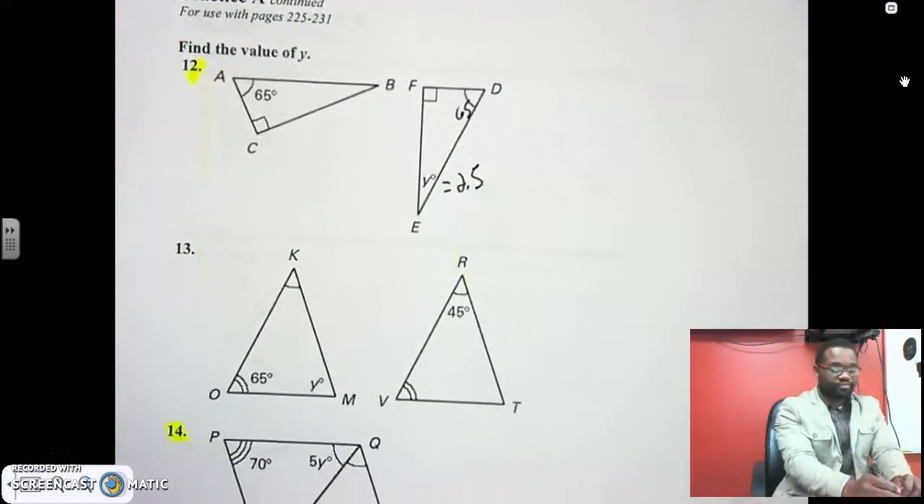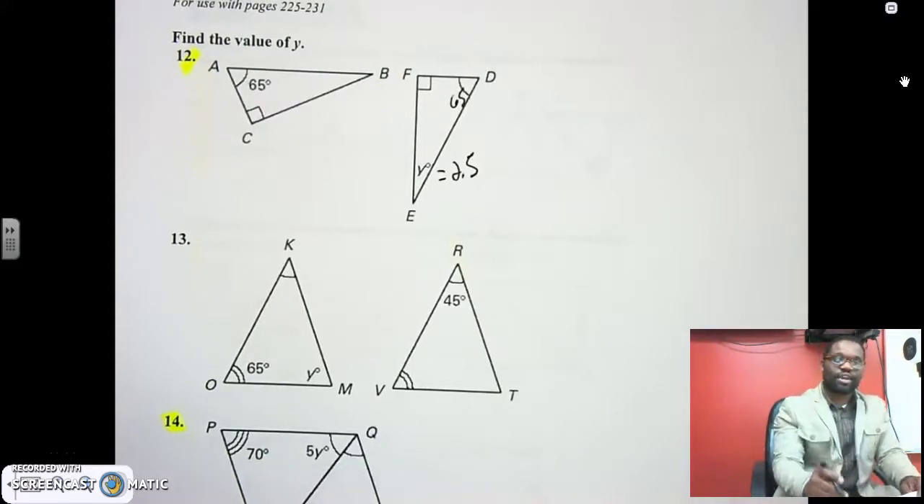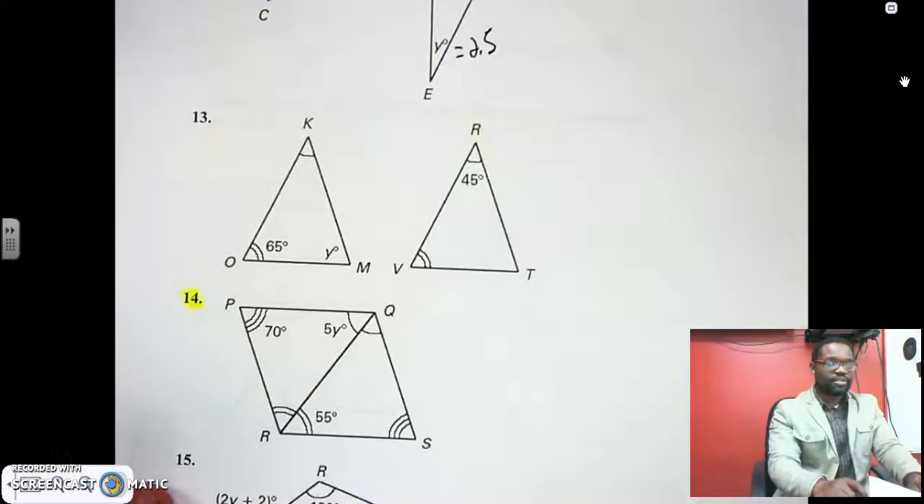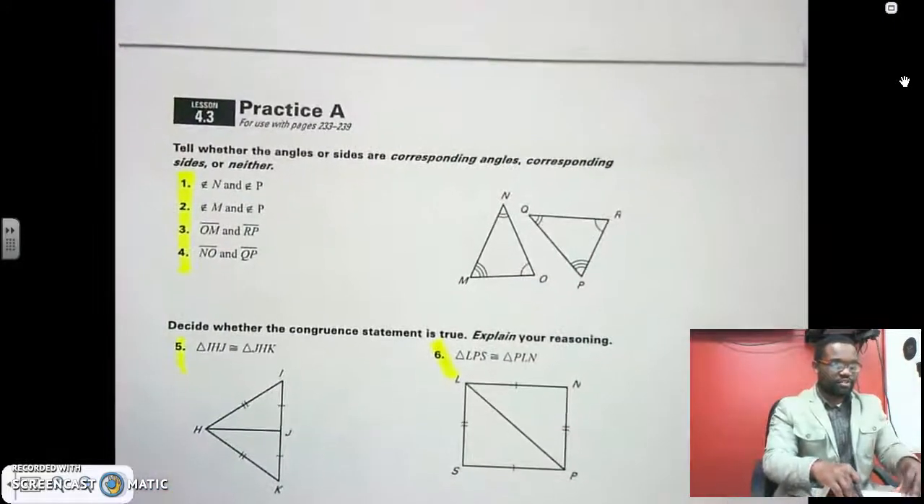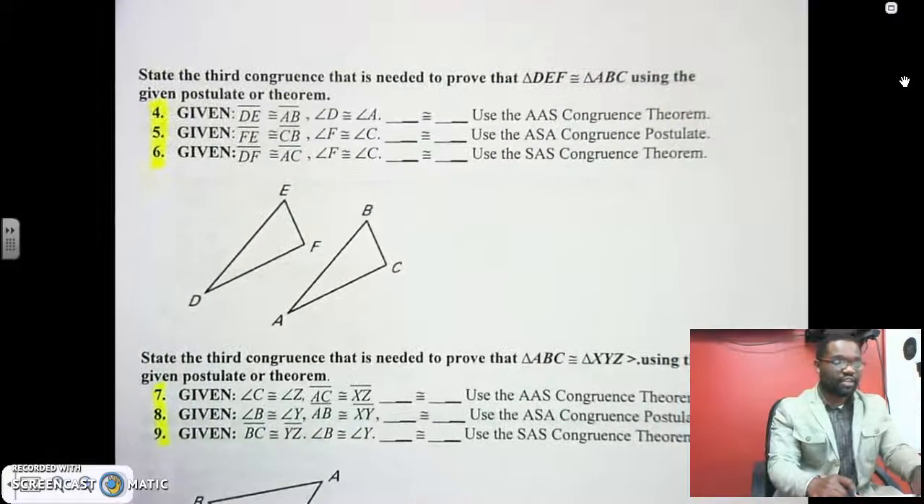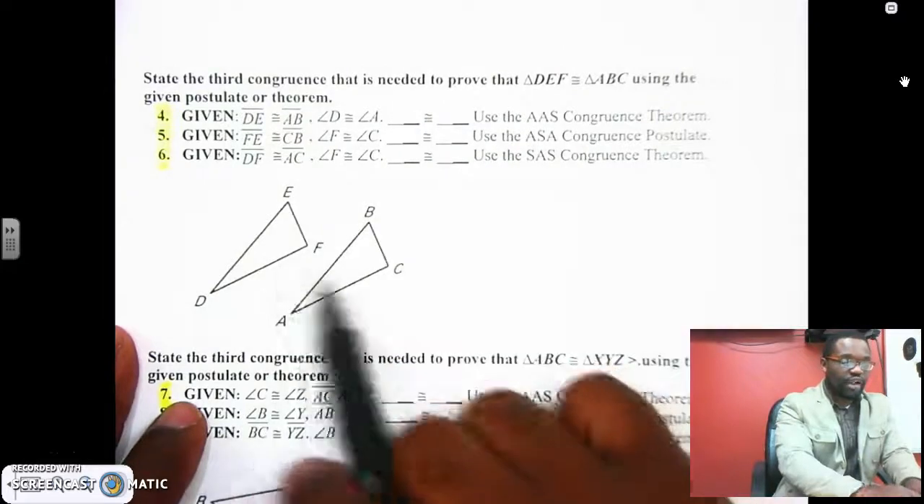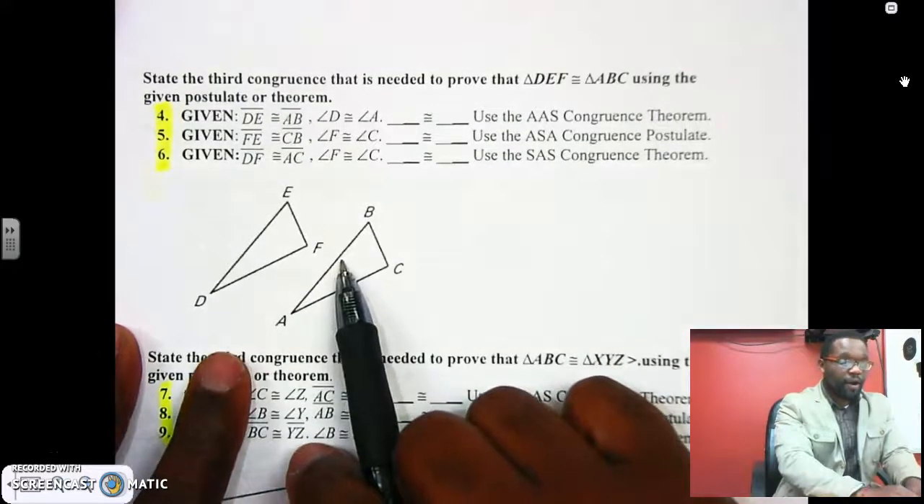Skipping down here, find the value of angle y. Well, this one I'll try to work out in class, just because I want to get to some of the other questions. There's some that are really important that I want to get to, and I'm running out of time. So let me start here. This says, state the third congruence that is needed to prove that these two triangles right here are congruent.